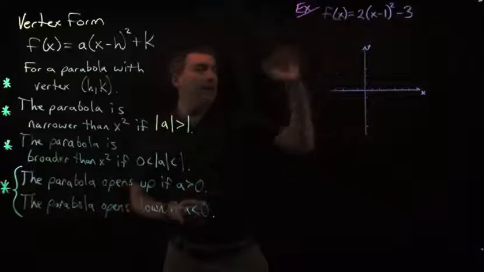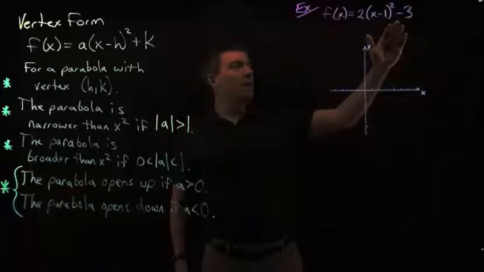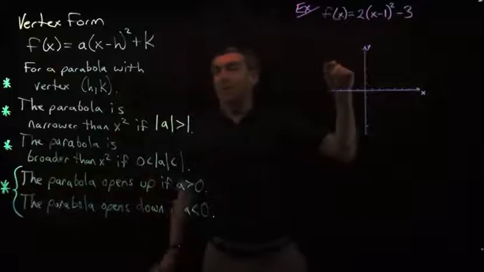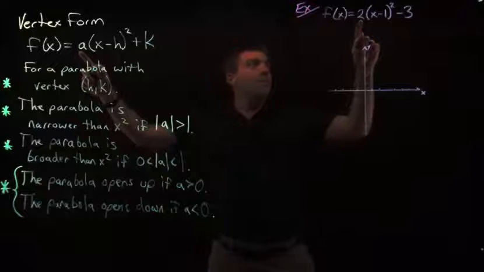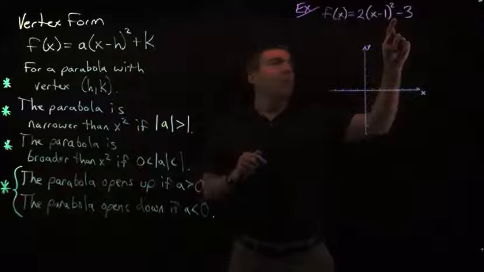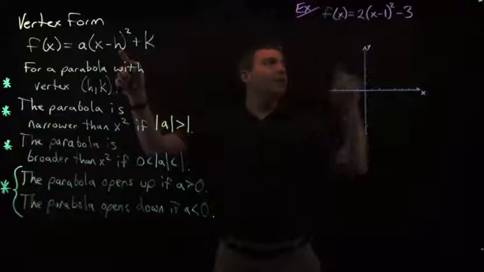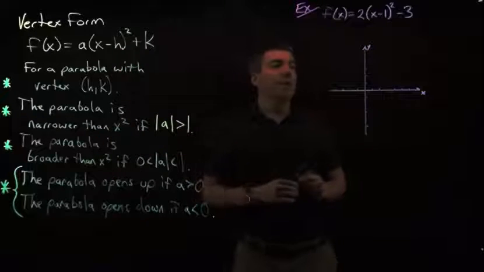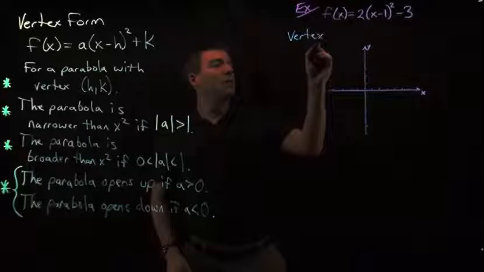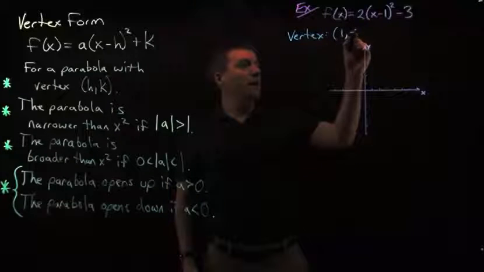Here we have a quadratic function, f of x equals 2 times the quantity x minus 1 squared minus 3. We can immediately read off the vertex. This fits this form, a times x minus h squared plus k. So here we have minus 3, so we know k is negative 3, and the h is 1. So the vertex is going to be 1 comma negative 3.